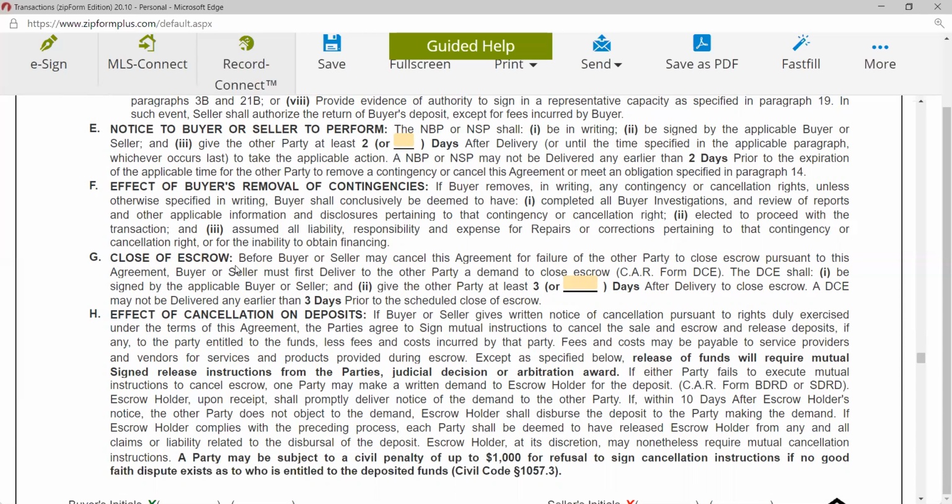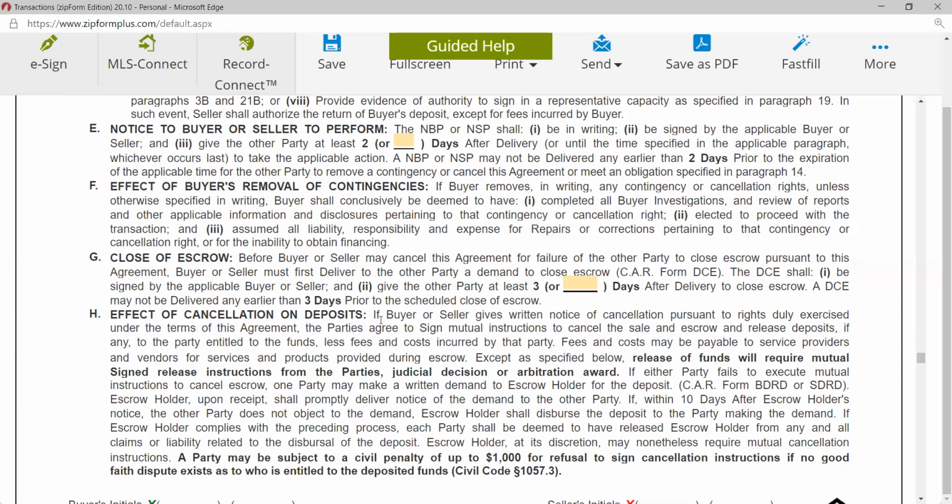Close of escrow, this is very important. Before buyer or seller may cancel the agreement for failure of the other party to close escrow pursuant to this agreement, buyer or seller shall first deliver to the other party a demand to close escrow. So that means we cancel if we cannot do it, that's why we cancel. But if everything is good, then we go ahead and perform close of escrow, which means sign the loan documents and also pay the closing costs. That's how it's called close of escrow.